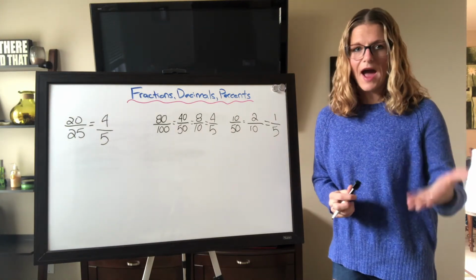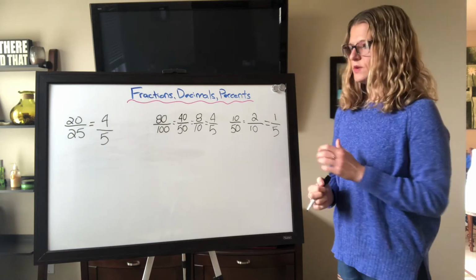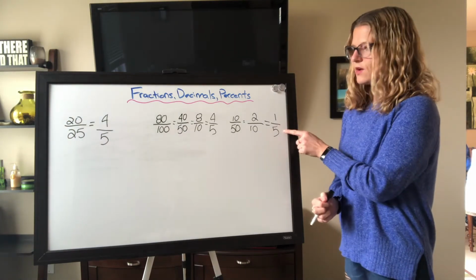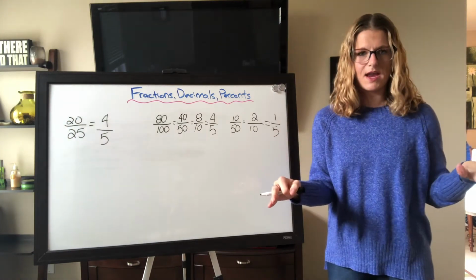So when you are asked to give in lowest terms, you need to make sure that the numerator and the denominator cannot be made any smaller.